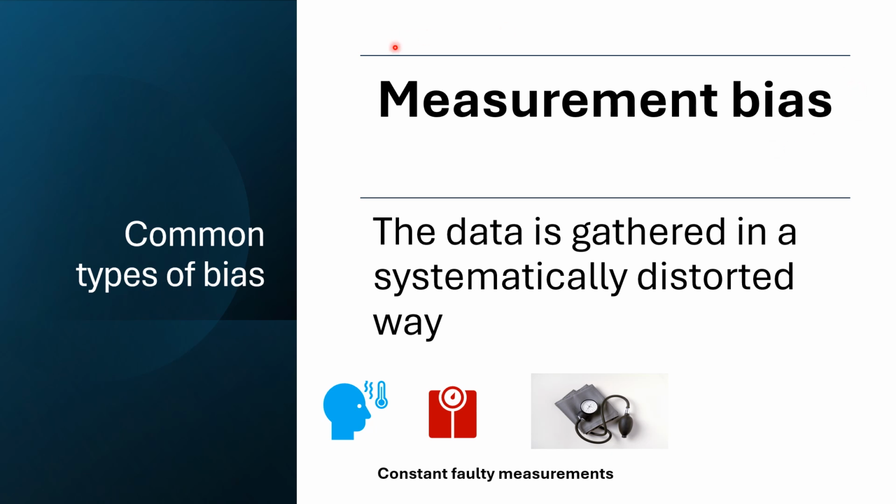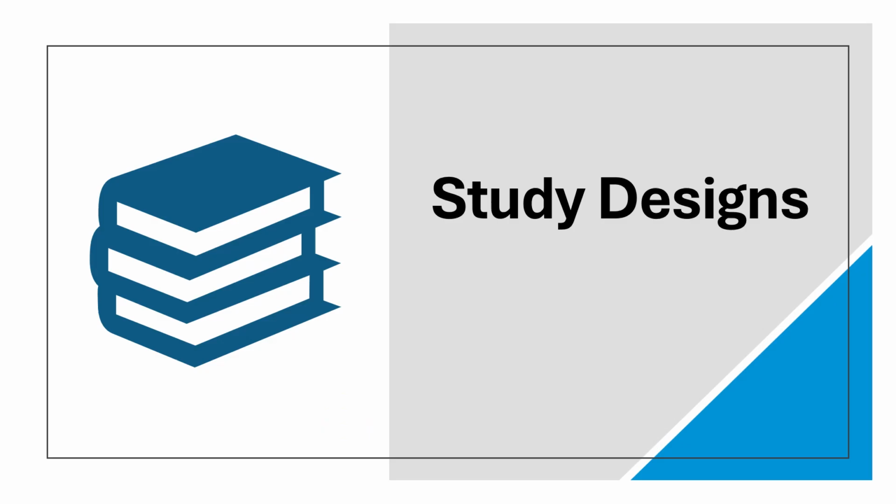Measurement bias. Measurement bias means that the data is gathered in a systematically distorted way, meaning that the measurements are wrong most of the time. For example, using inaccurate thermometers, inaccurate scales for measurement of weight, or, for example, a blood pressure machine not calibrated for children. So measurement bias is constant faulty measurements, and this of course will affect the result of the study. Start a new section, study designs.